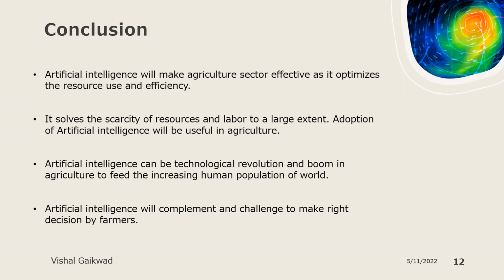Also, artificial intelligence can be a technological revolution because the human population of the world is increasing day by day, and it can also help there. And as we also know, the decisions of farmers may not be very accurate as they may not know about how weather changes. So artificial intelligence will complement that as well.